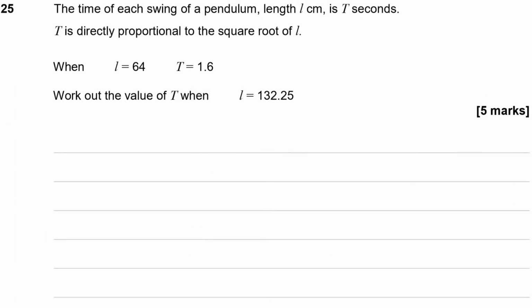Question 25. The time of each swing of a pendulum, length L centimeters, is T seconds. T is directly proportional to the square root of L. When L is 64, T is 1.6. Work out the value of T when L is that number there.